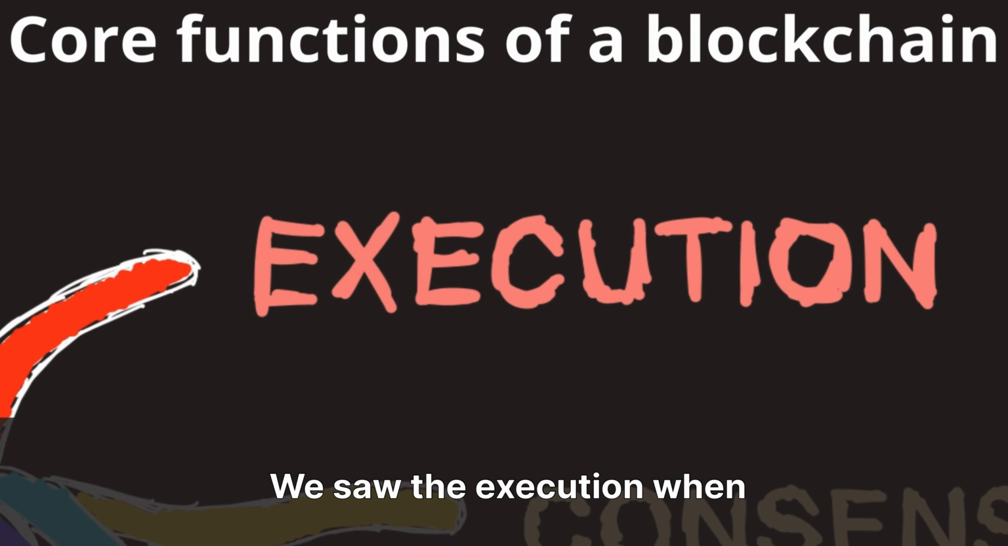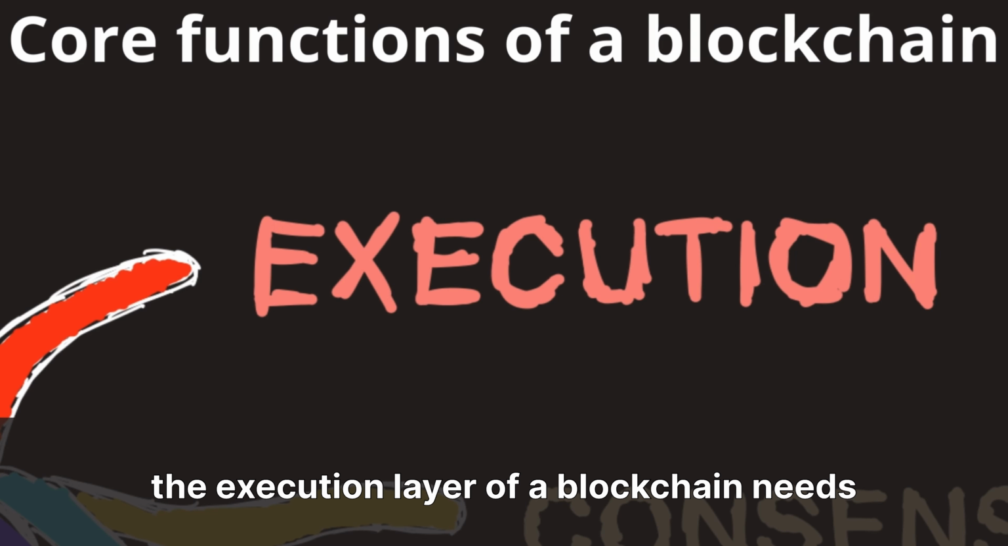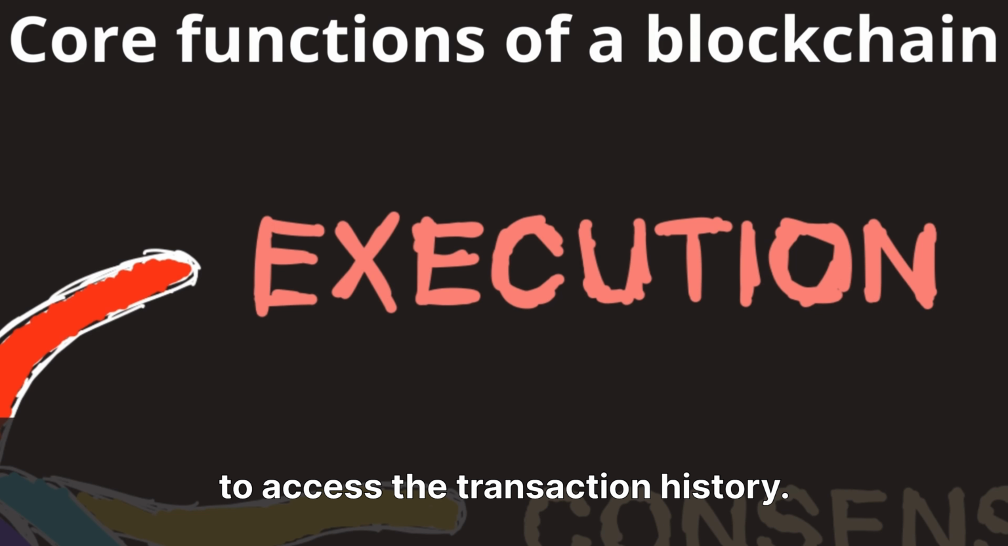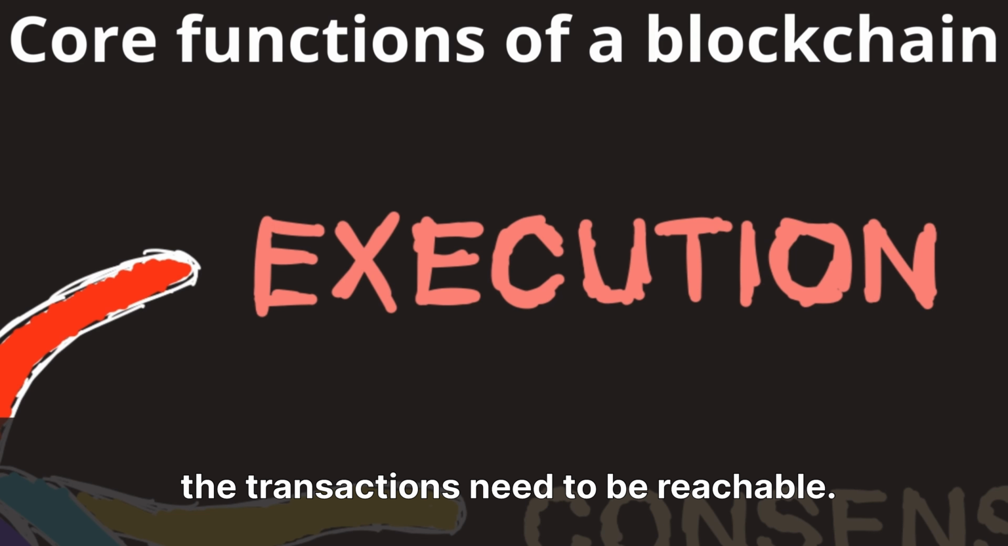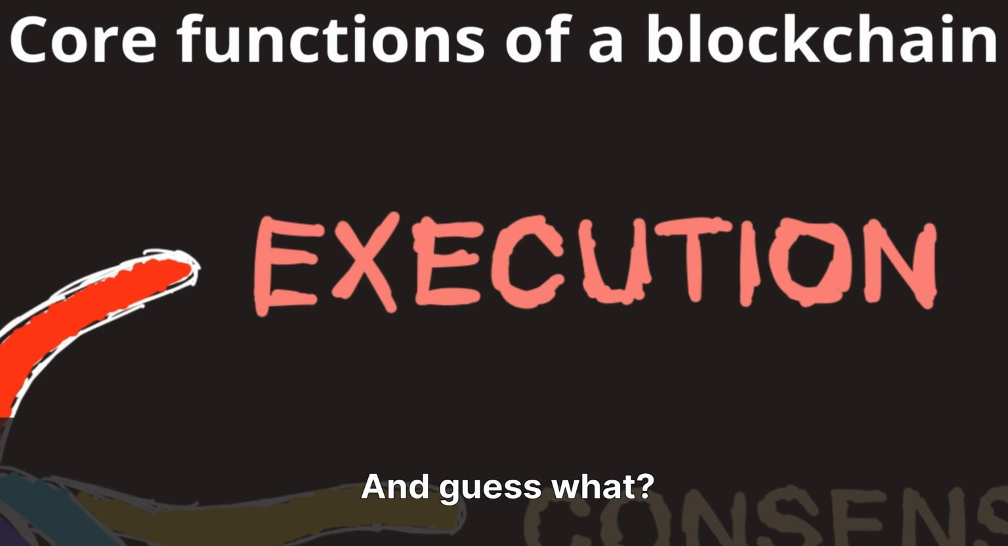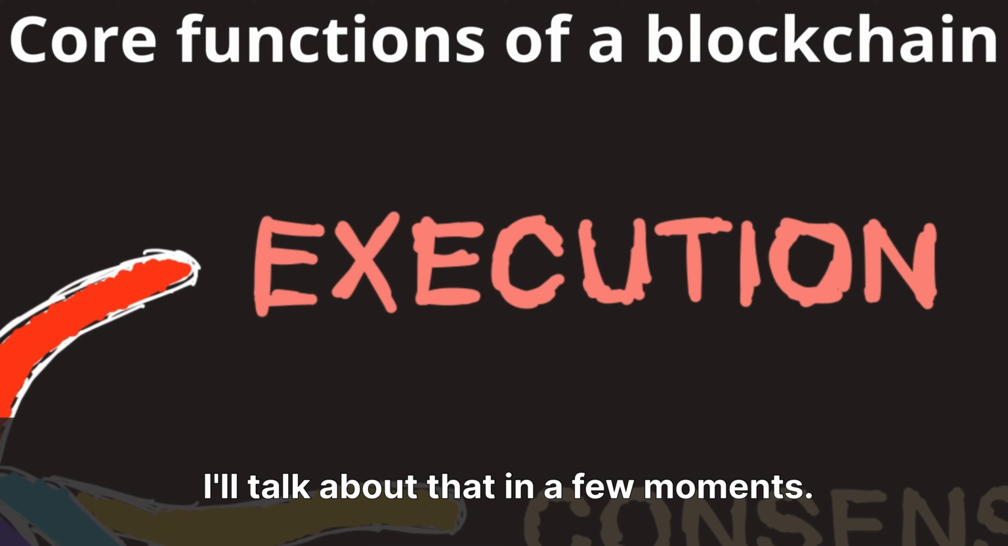We saw the execution when the node validates and executes the transactions. In this functionality, the execution layer of a blockchain needs to access the transaction history. That means that the data about the transactions needs to be reachable. And guess what? In order to get this data, the execution layer will communicate with the data availability layer. I'll talk about that in a few moments.